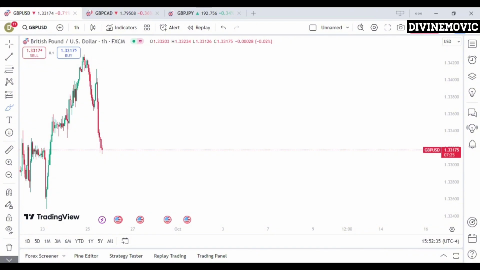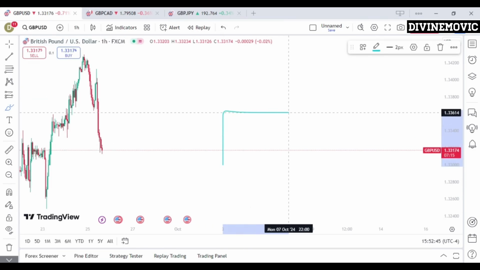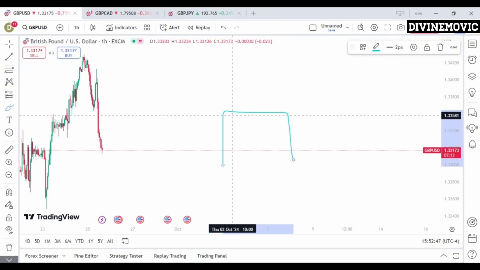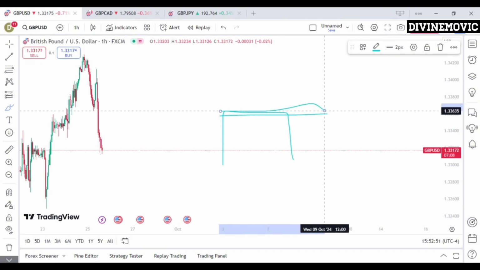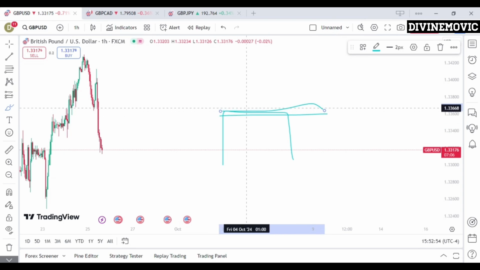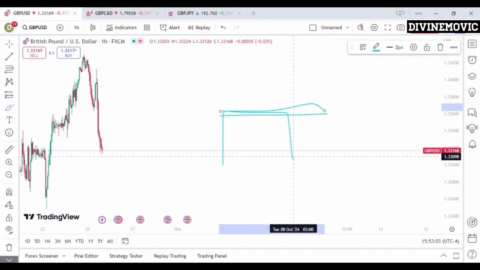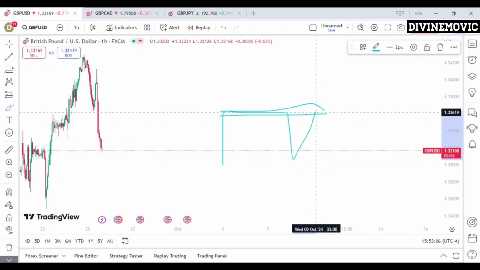Now, when it comes to the point of interest caused by a supply zone, let's say we identify a supply zone, which is simply a rally, a base, and a drop. Automatically, here is the supply zone. Now, if we refine this zone to a specific candlestick, it becomes a point of interest. What this means is this: we want price to come back to our point of interest and then we look for a sell. This is simply the point of interest caused by a supply zone.